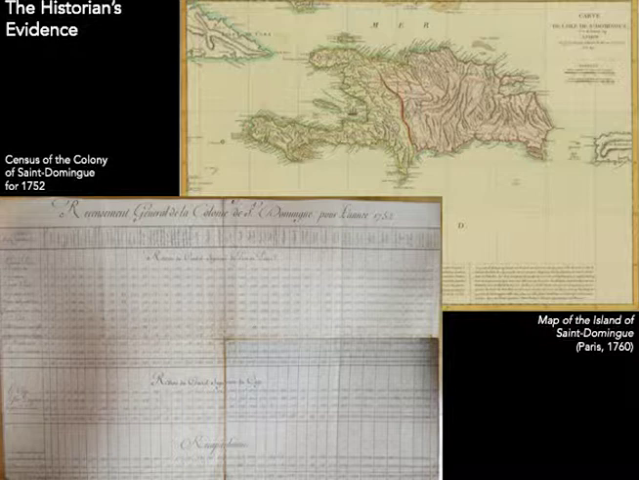or something printed, like a book. Another common type of historical evidence is image-based, such as a work of art. So here, for example, we've got two classic pieces of historical evidence, both produced during the 18th century. On the left, you can see we've got a census. This is from the French colony of Saint-Domingue, which is modern Haiti. It was made in the year 1752.